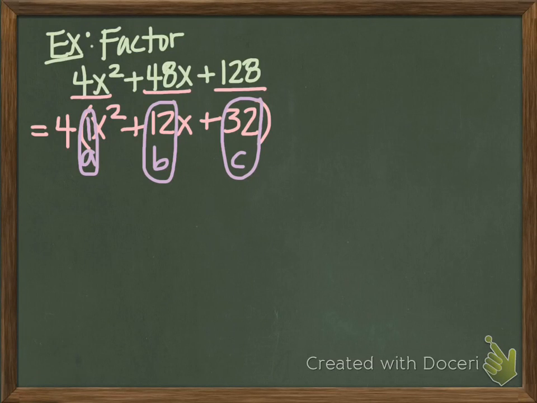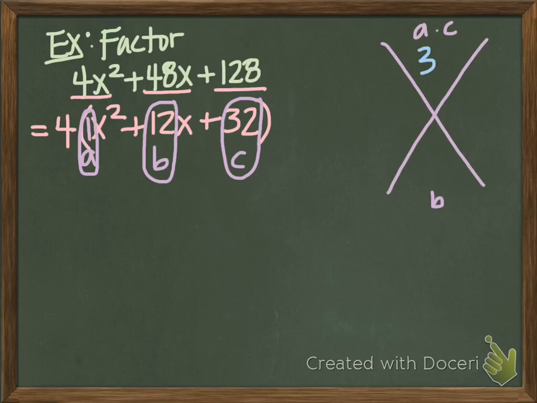Step 3 is go ahead and set up your x. Remember, in the top we want A times C, and in the bottom we want B. So A times C is going to be 1 times 32, which is positive 32. Signs are super important when you're factoring, so make sure that you're putting the right signs down. B is 12.